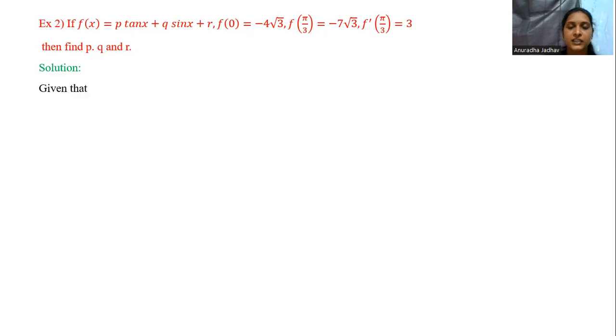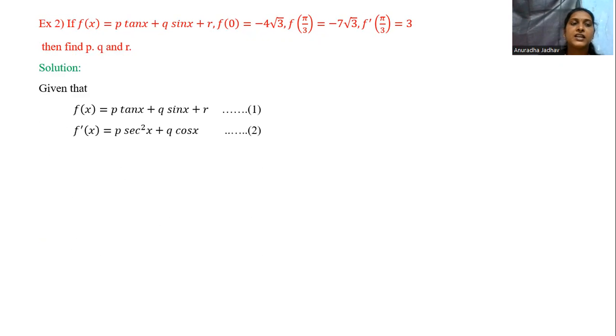Write firstly the given function f of x, say equation first, then find its derivative. F dash of x is equal to p sec square x plus q cos x. Here p is a constant multiple of tan x, therefore p as it is, the derivative of tan x is sec square x, plus q as a constant multiple, write down as it is, the derivative of sin x is cos x, and the derivative of r, that is a constant, derivative of a constant is 0.